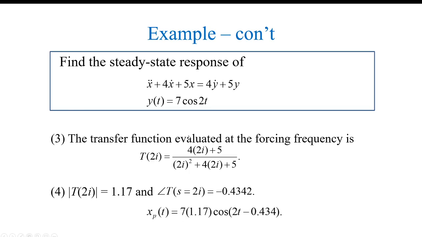So now our steady state response is 7. Where did I get the 7 from? That's the input amplitude, times the gain. This number, the absolute value of the transfer function, is called the gain, times cosine, because it was being forced at cosine. Cosine of 2t, the same as the input frequency, minus 0.434, because the phase angle was negative 0.434. I chopped off the last two digits.